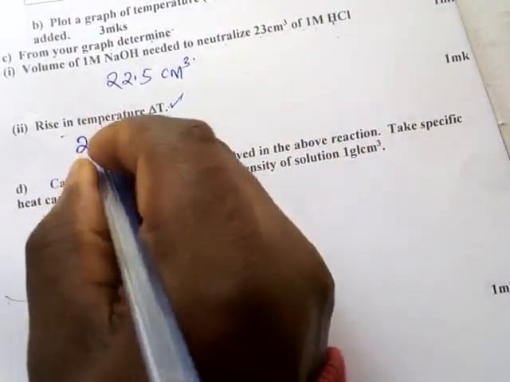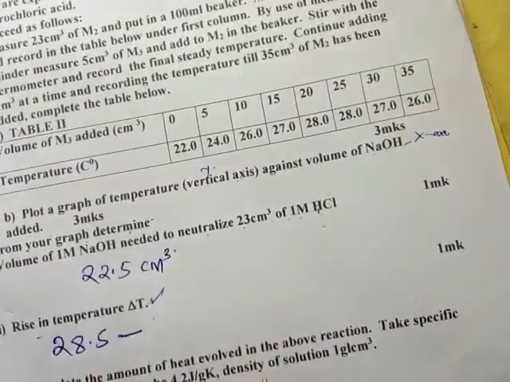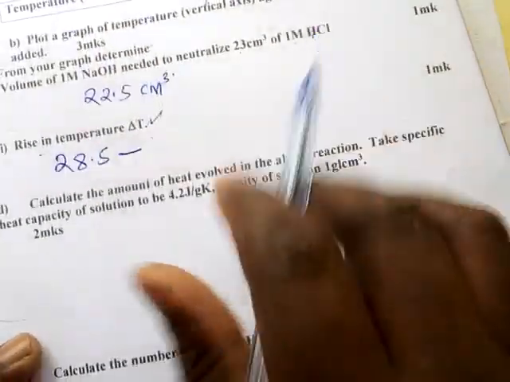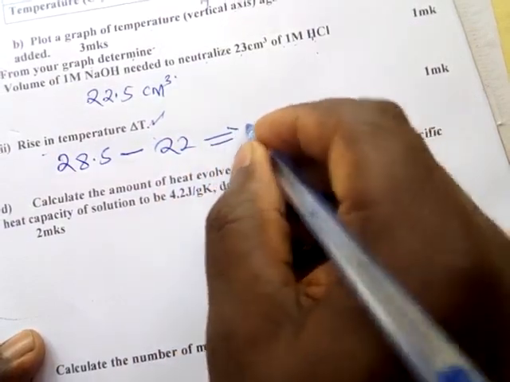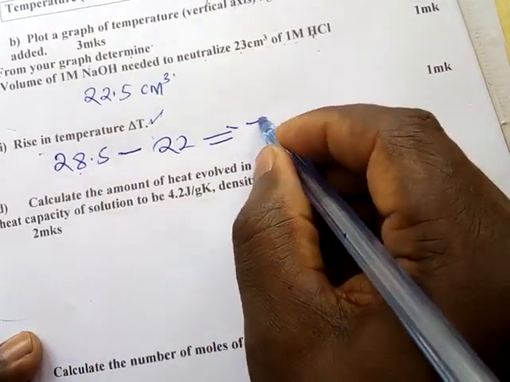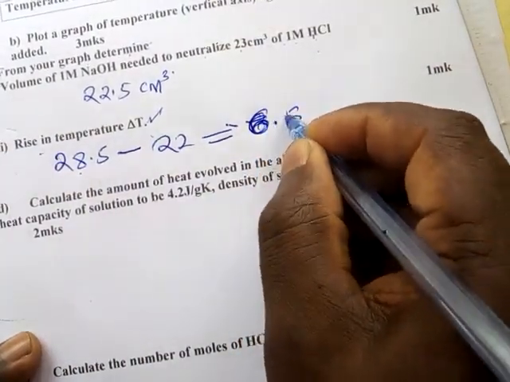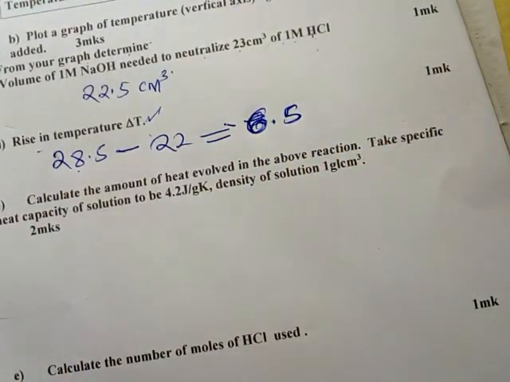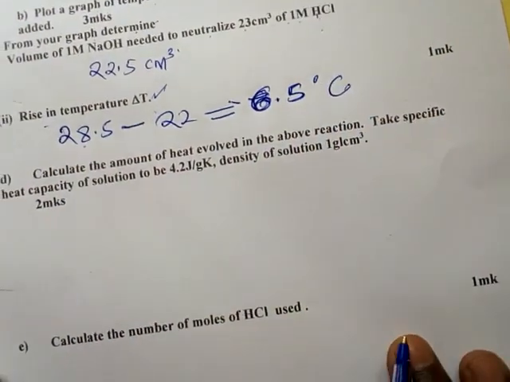So our maximum temperature is 28.5. Our initial temperature from here you can see is 22. So this gives us 6.5 degrees Celsius. That is the temperature attained.